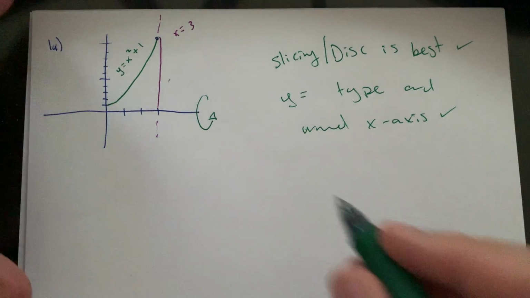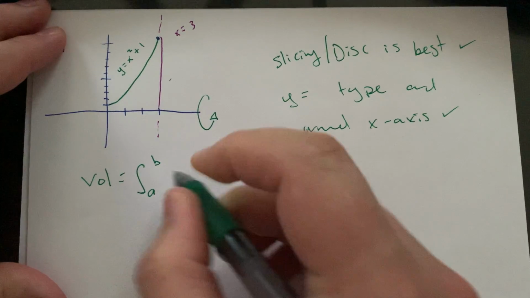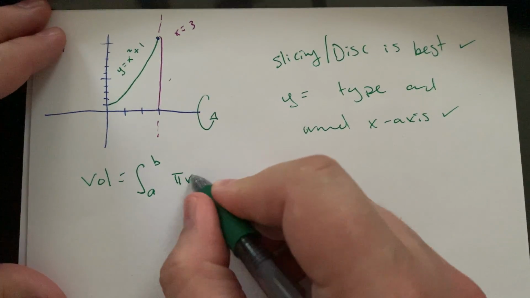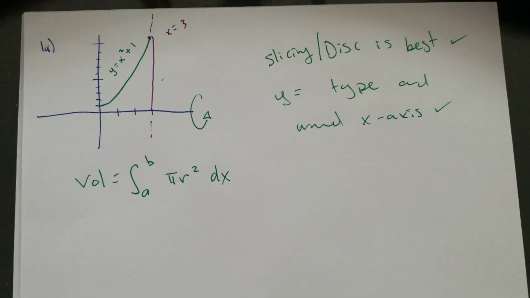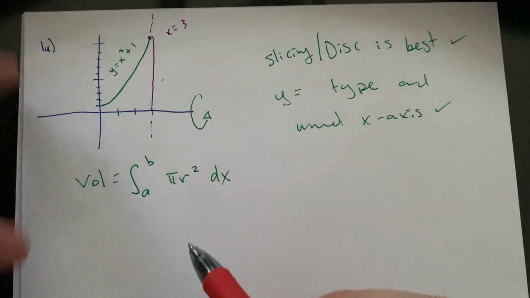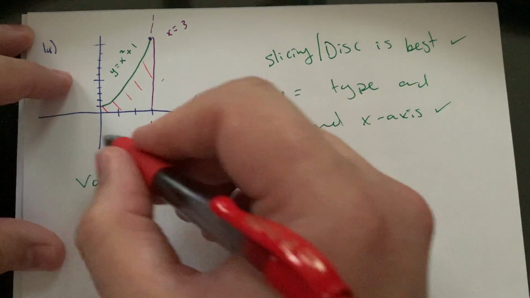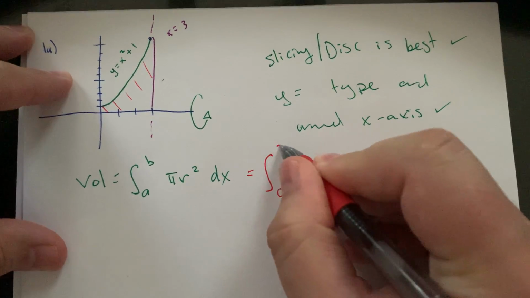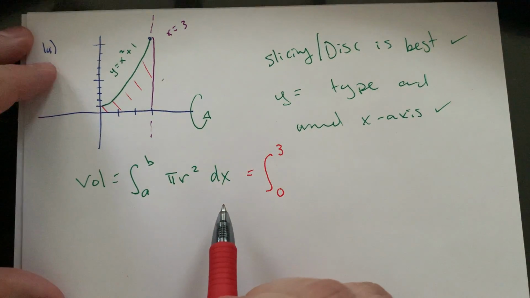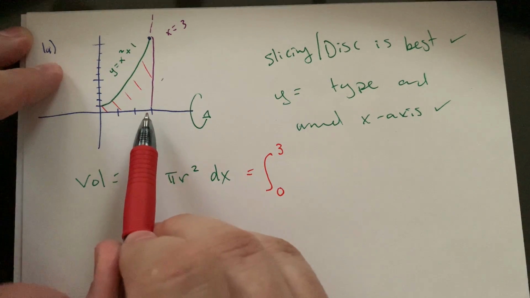So that means our volume should go, whatever the interval is, a to b. We're going to do the pi r squared style, and it's going to be with respect to x. So the region we're talking about is like this, rotated around. So we're going from x equals 0 to x equals 3. It's dx. Everything is with respect to x. So the interval that we're going over is x is 0 to x is 3.